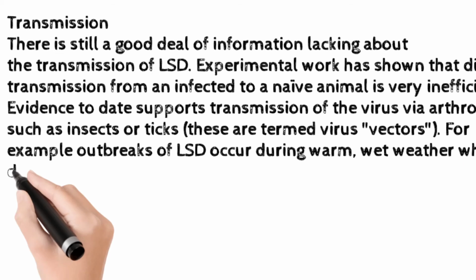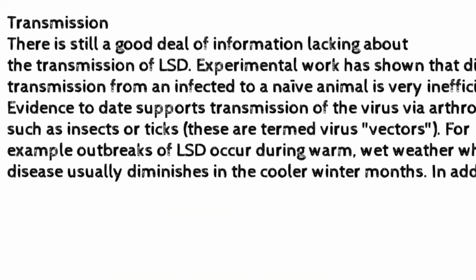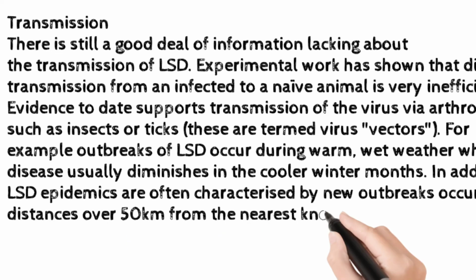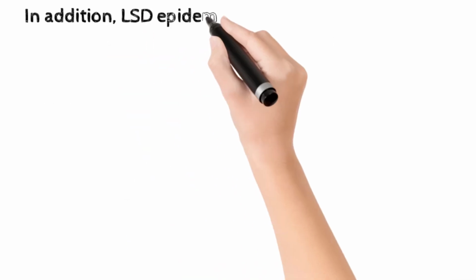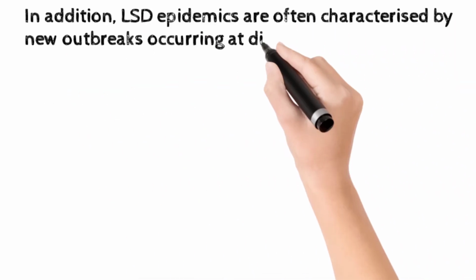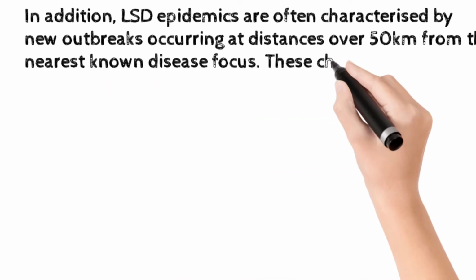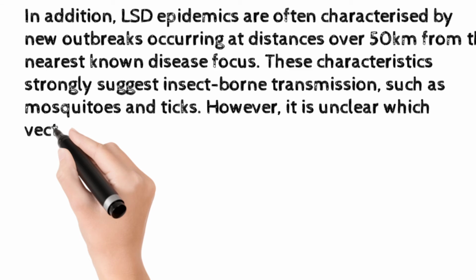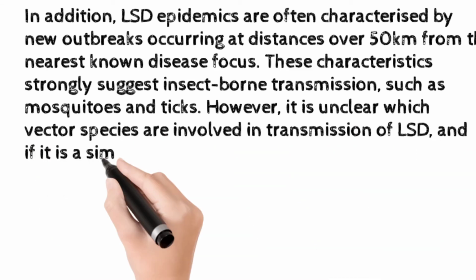It is unclear which vector species are involved in transmission of LSD, and if it is a simple mechanical transmission of the virus or a more complicated biological transmission involving replication or development of the virus in the vector. Movement of infected cattle can also be a significant factor in the spread of LSD.